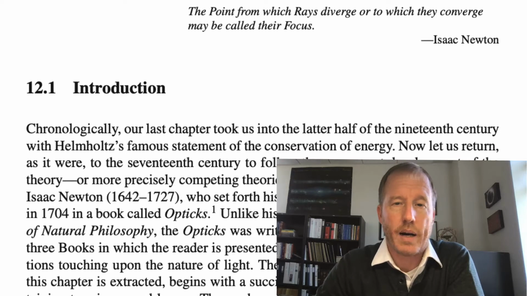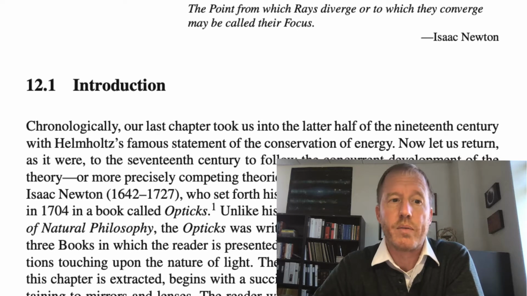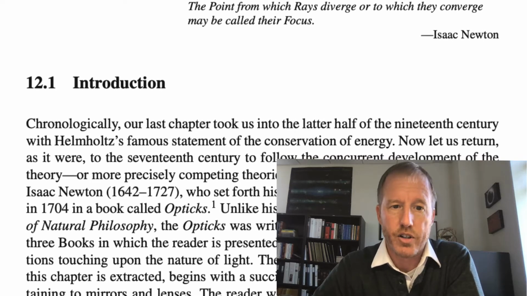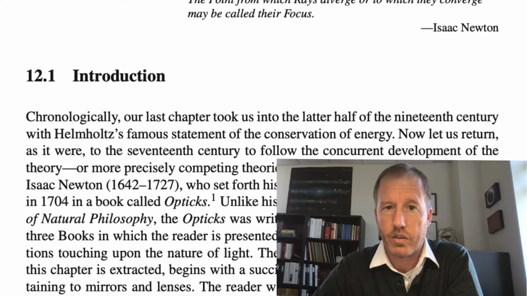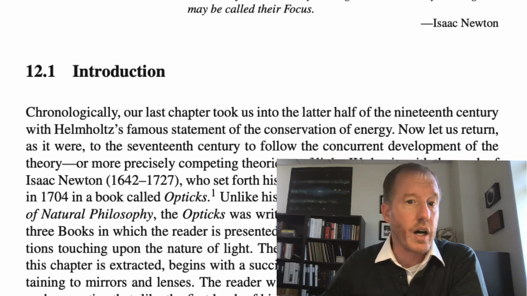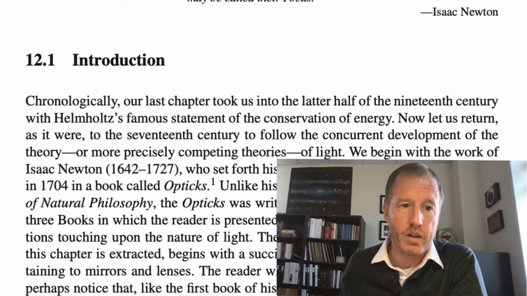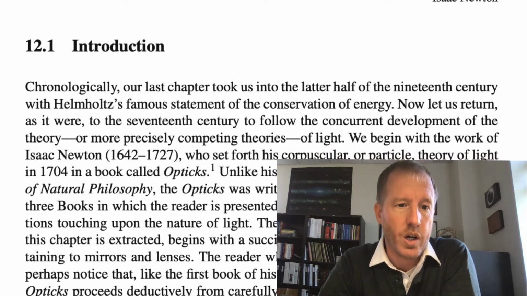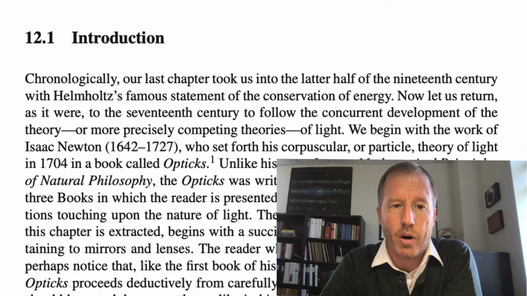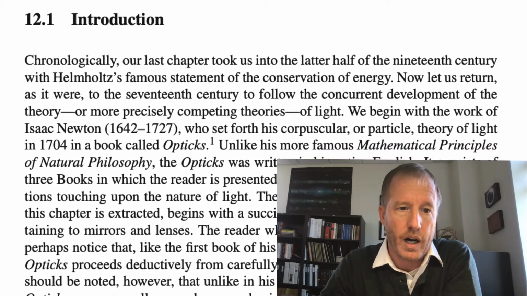Chronologically, our last chapter took us into the latter half of the 19th century with Helmholtz's famous statement of the conservation of energy. Now let us return, as it were, to the 17th century, that is the 1600s, to follow the concurrent development of the theory, or more precisely the competing theories, of light. We begin with the work of Isaac Newton, who set forth his corpuscular or particle theory of light in 1704 in his book called Opticks.